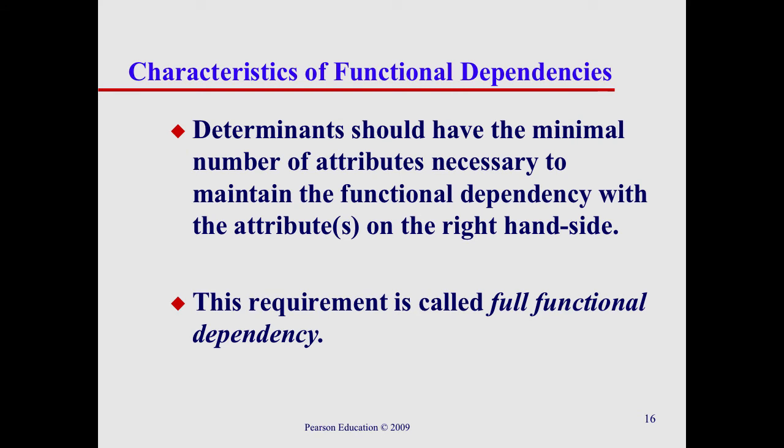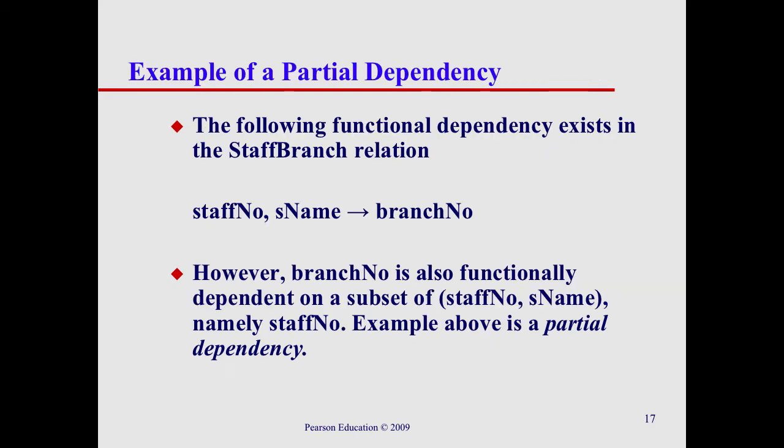Okay, so in order to be called a functional dependency, your determinant must have the minimum number of attributes necessary to maintain it. Sound familiar? Remember, primary keys and candidate keys had to have the minimum number of attributes required to uniquely identify a tuple. So same thing, a determinant has to have the minimum number of attributes necessary to maintain the functional dependency. And that requirement is called a full functional dependency.